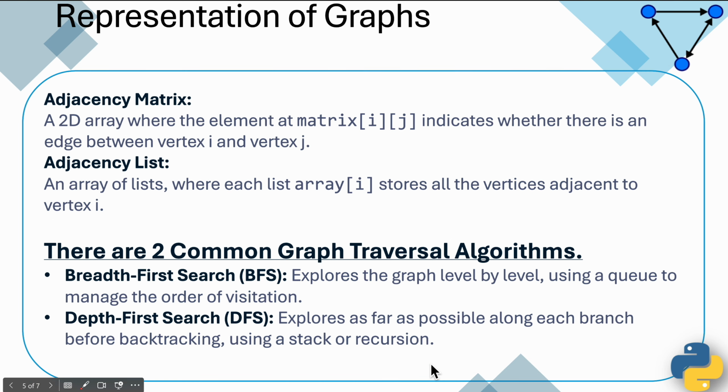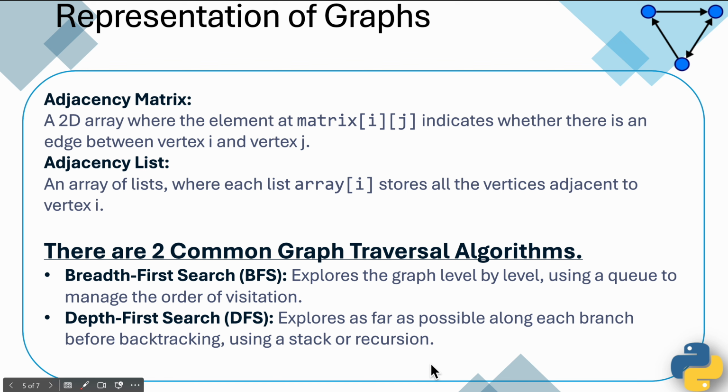Representation of graphs: adjacency matrix and adjacency list. There are two ways to represent these graphs in code. Adjacency matrix is a 2D array where the element at matrix[i][j] indicates whether there is an edge between vertex i and vertex j. The other representation is adjacency list, an array of lists where each list at array[i] stores all the vertices adjacent to vertex i.